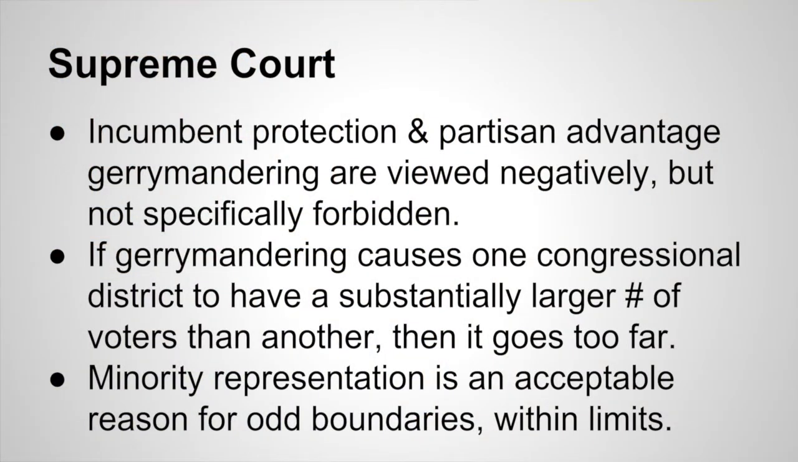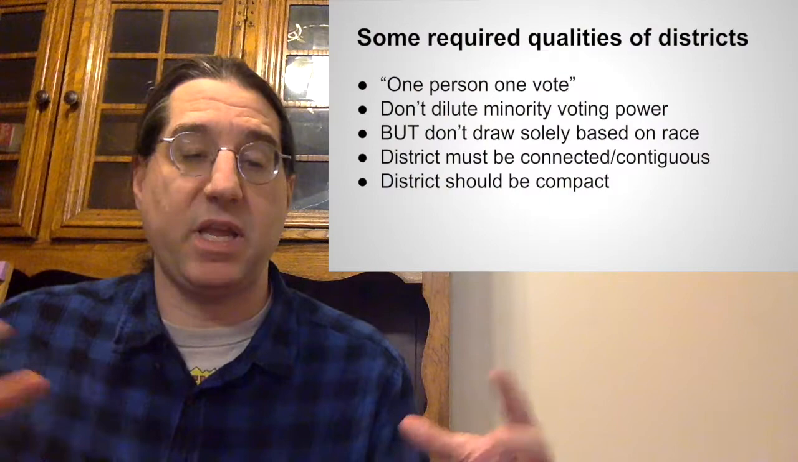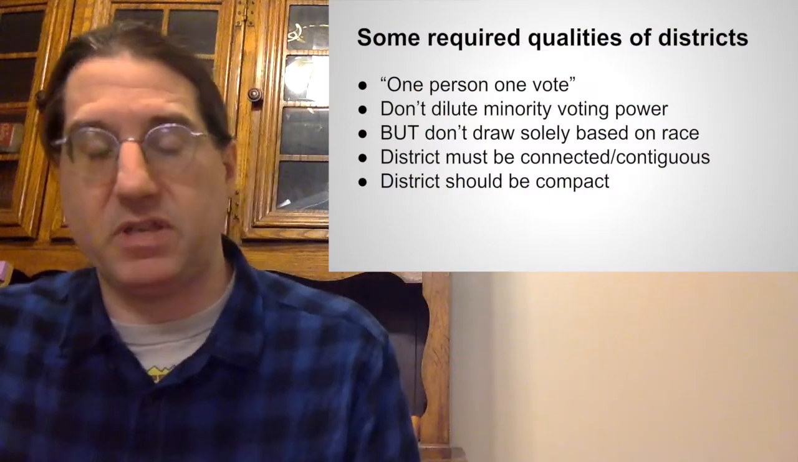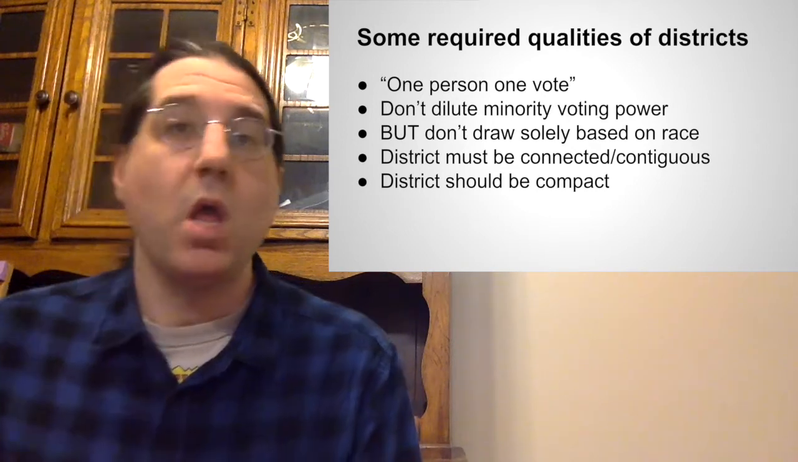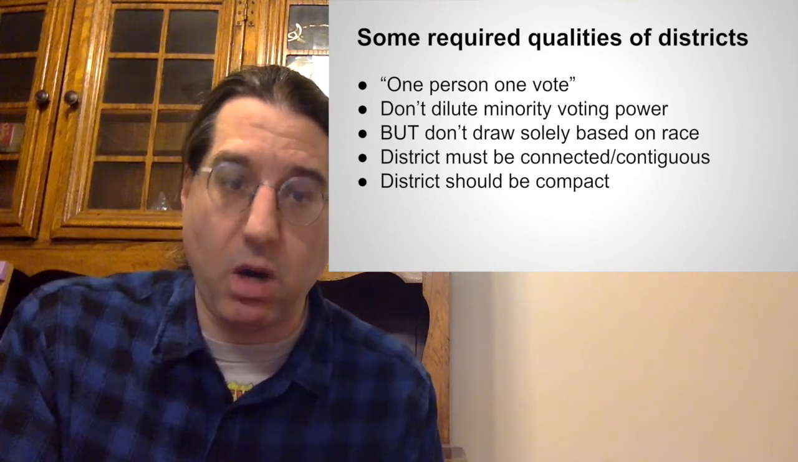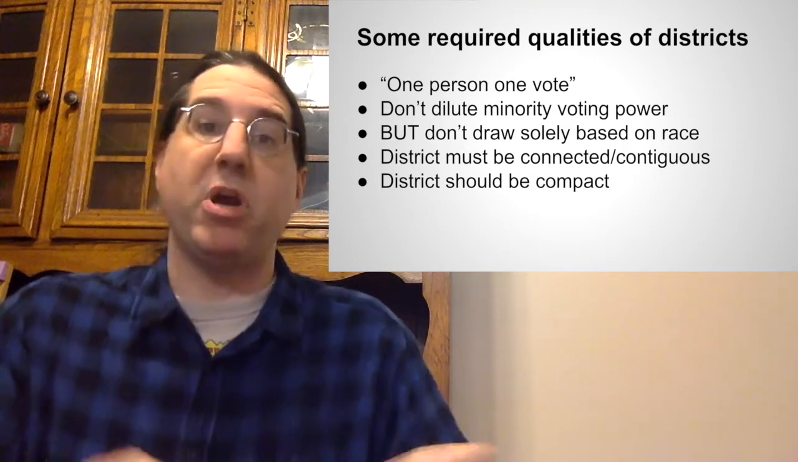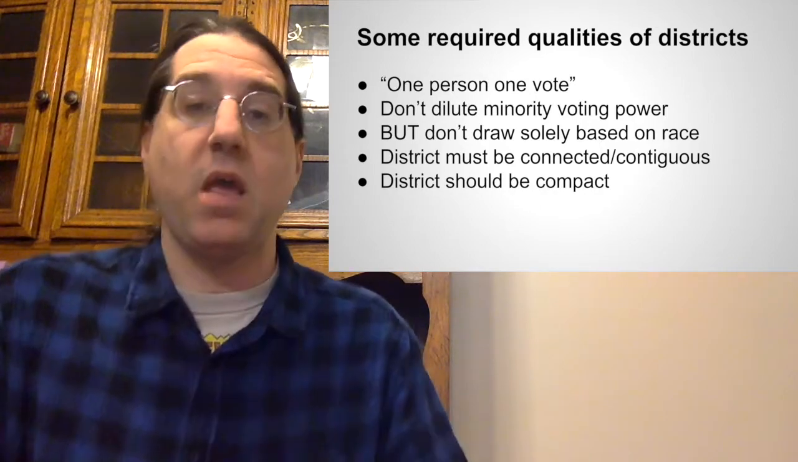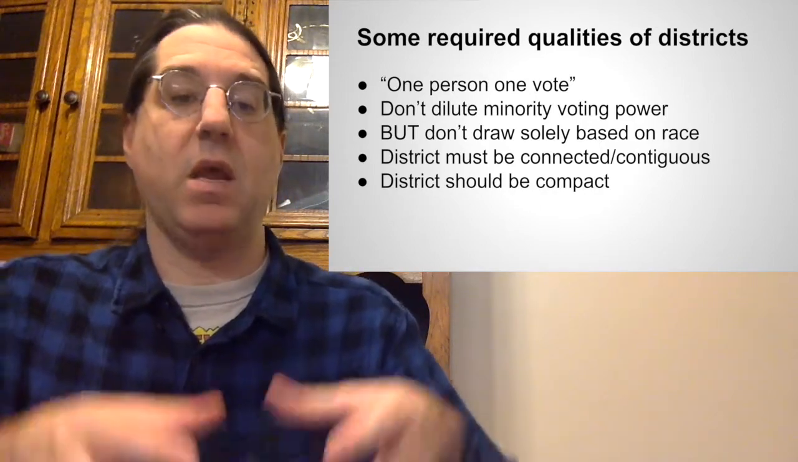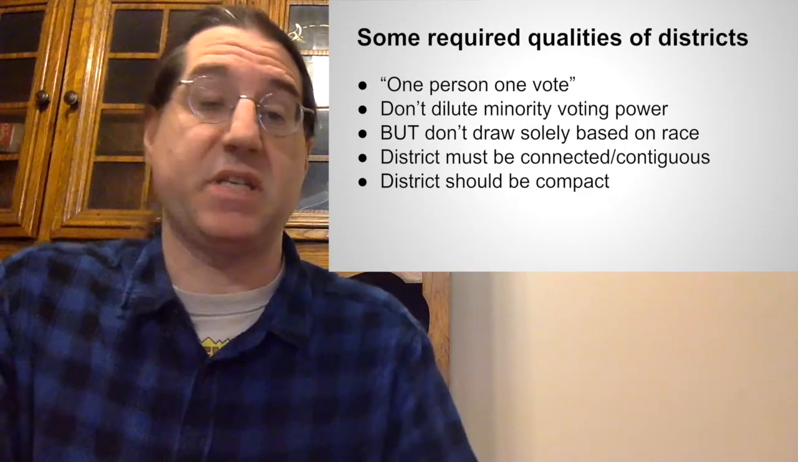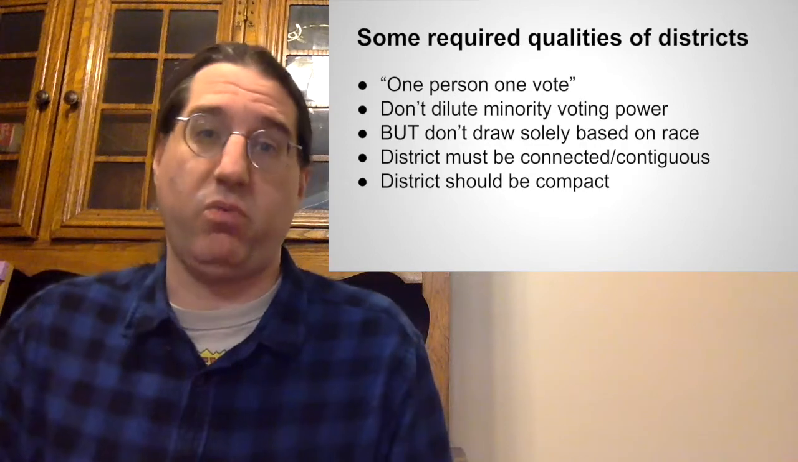There have been court cases that have gone over this and have established that you need to try and keep the populations of the districts close together so that each person has roughly the same amount of power with their vote. You can't dilute minority voting power by deliberately putting a small number of minority voters in districts, but you also can't totally focus on race by trying to create districts that are exclusively designed to elect people from certain racial groups.